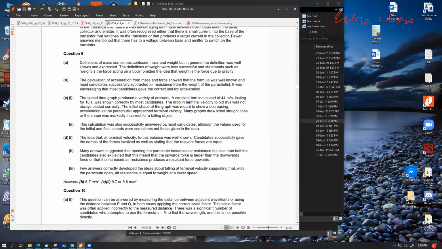Few answers correctly develop the ideas about falling at terminal velocity, suggesting that with the parachute open, air resistance is equal to the weight at a lower speed. So air resistance should be mentioned as equal to weight because the terminal velocity was already given in the question. Any mention of air resistance being bigger than the weight will immediately lose your mark. And this is the most common trap students fall into, because they write that the bigger surface area of the parachute gives larger air resistance. Larger compared to what? Do you understand what I'm saying? Yes, sir.